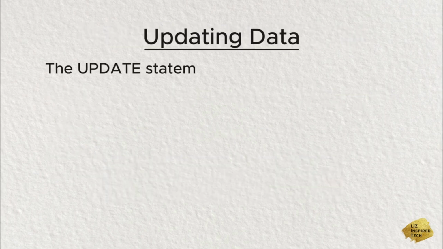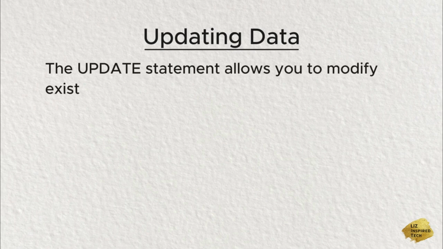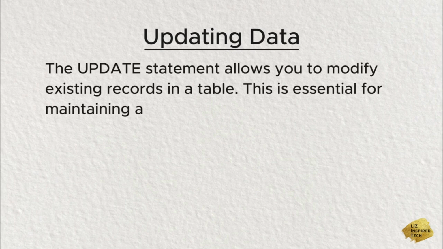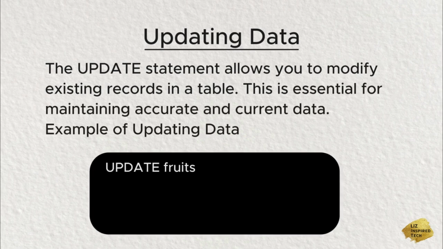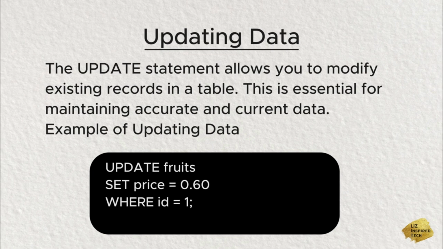Updating data. The update statement allows you to modify existing records in a table. This is essential for maintaining accurate and current data. In this example, the update keyword indicates which table to update. The set keyword specifies which column to change and the new value. The where keyword is used in the clause and it determines which records will be updated. Omitting it will update all records.